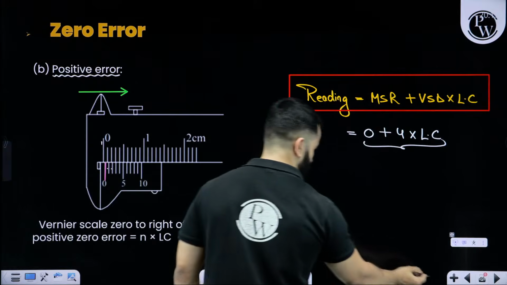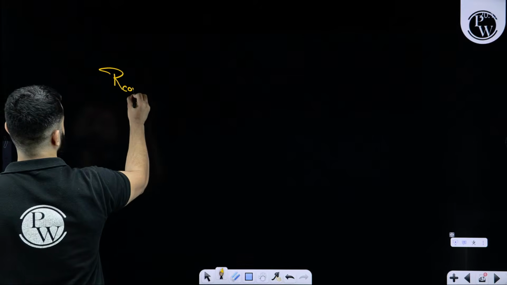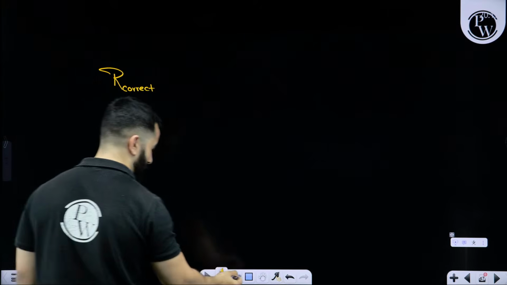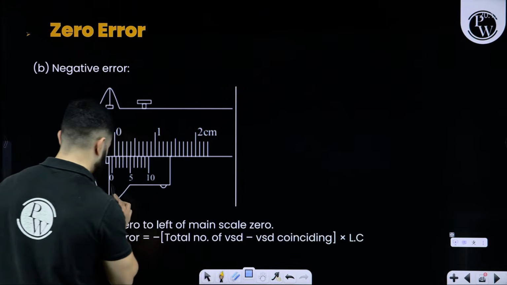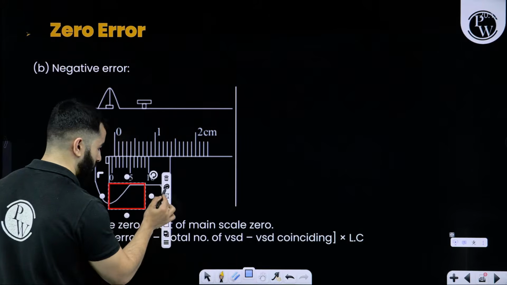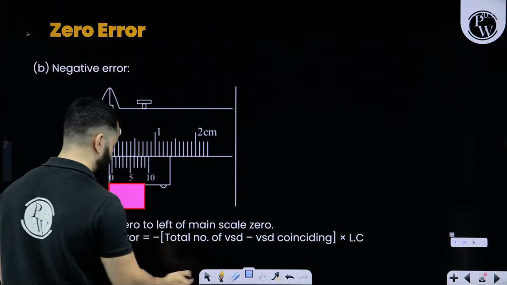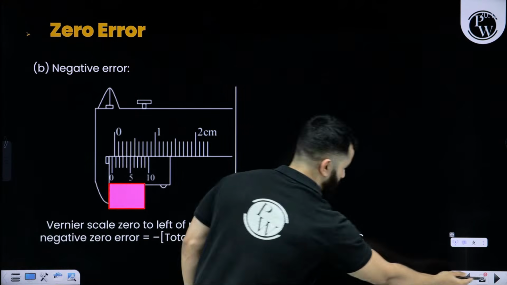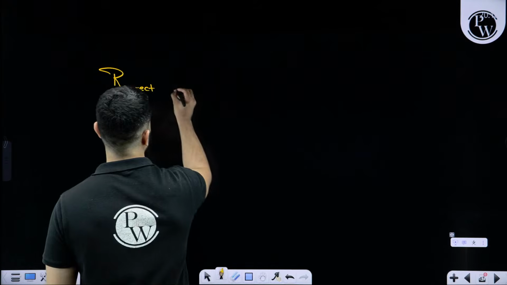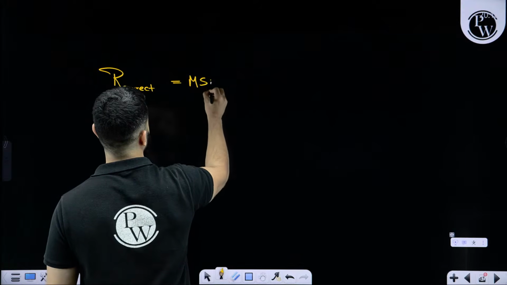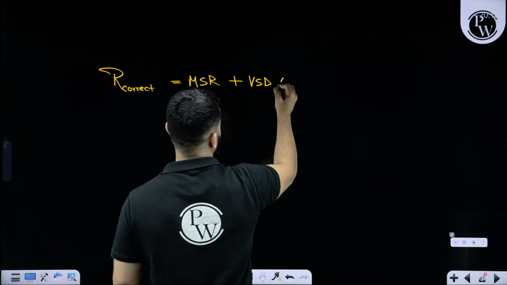and now I'm going to use a different page. The corrected reading will be, let's suppose you have opened the jaws, you have got some block over here, and you want to measure the width of this block. Clear? So you are going to write it down something like this. Correct reading will be main scale reading plus vernier scale division multiplied by least count.